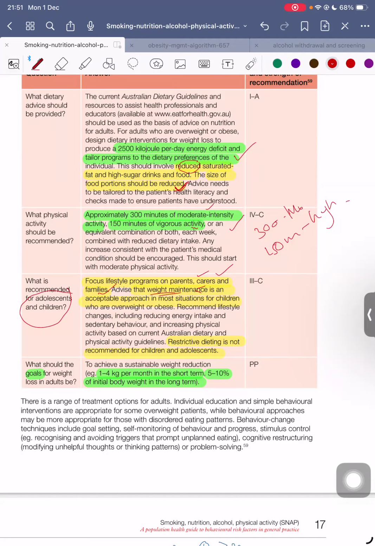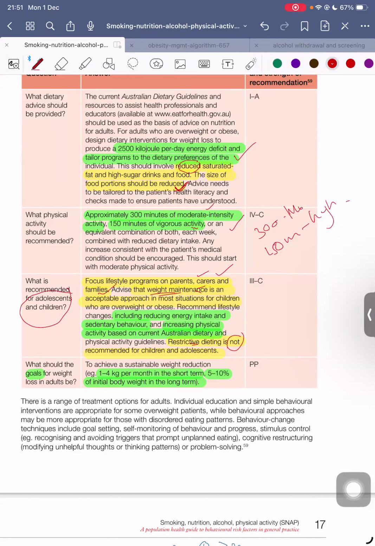The recommended lifestyle changes include reducing energy intake and sedentary behavior, and increasing physical activities based on current Australian dietary and physical activity guidelines. And you have to remember this one: restrictive dieting is not recommended for children and adolescents.